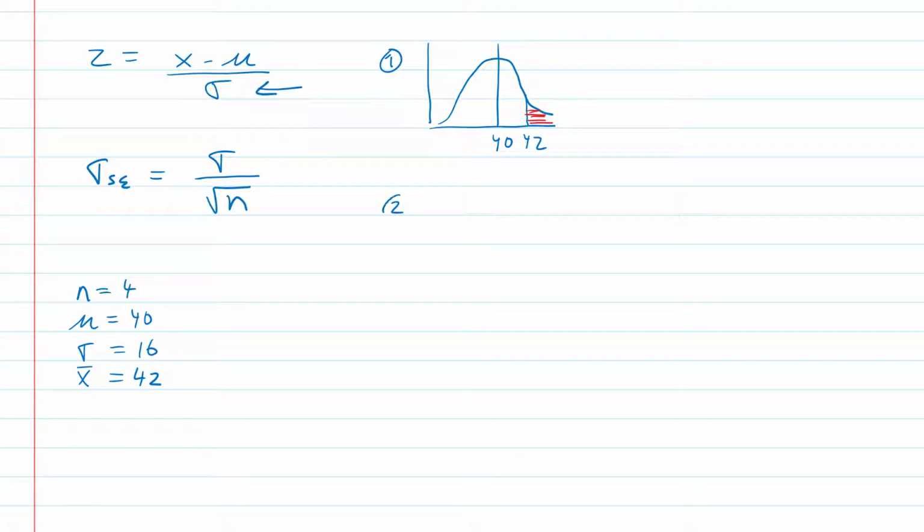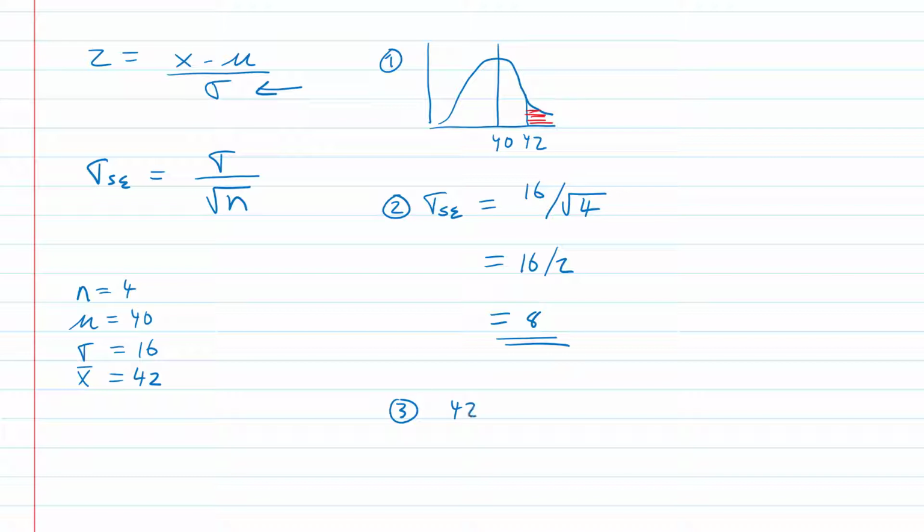The first step in this case is to compute our standard error, and that's given by, in this case, 16 over the square root of 4. That would be 16 over 2, which equals 8. All right, we now have our denominator. Now let's just finish up the problem.